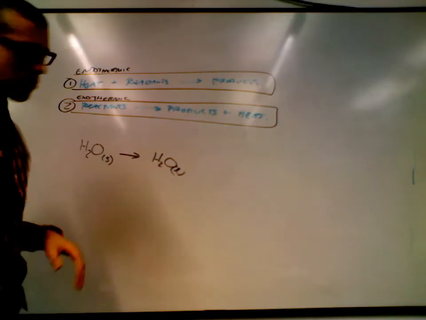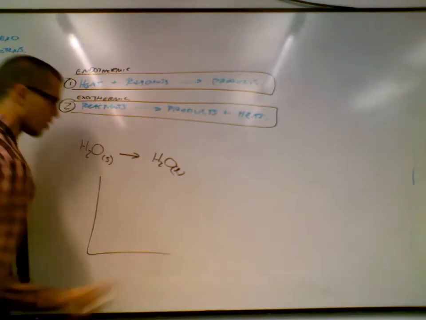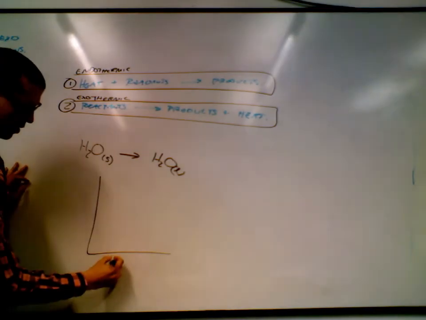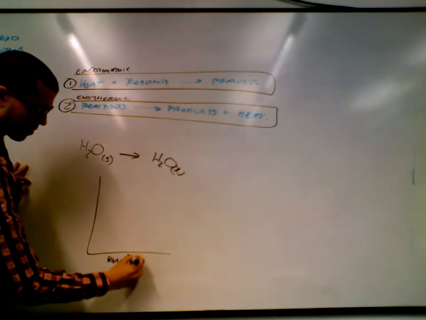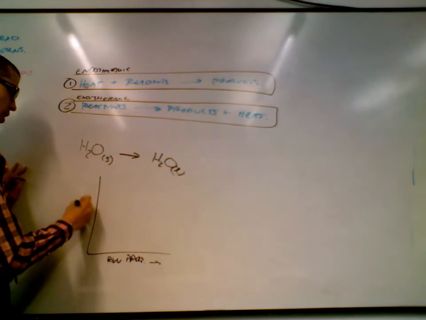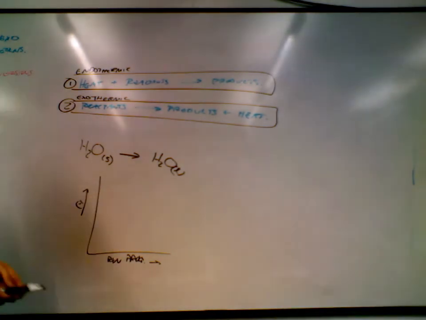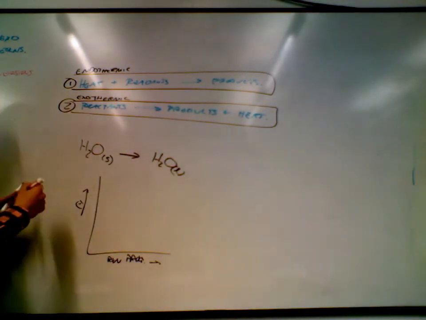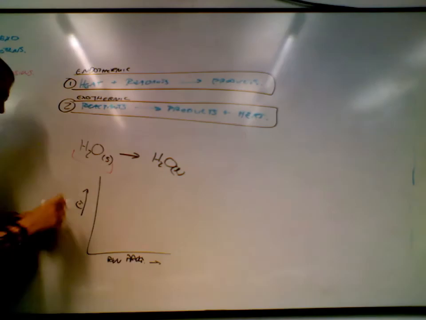So maybe an energy diagram will help with this. Hold on a second. Over here, we've got reaction progress. When you start off with the reactants, the energy is going this way. This is the reactant and this is the product. Okay, so here, these are the reactants. And over here, this is the products.